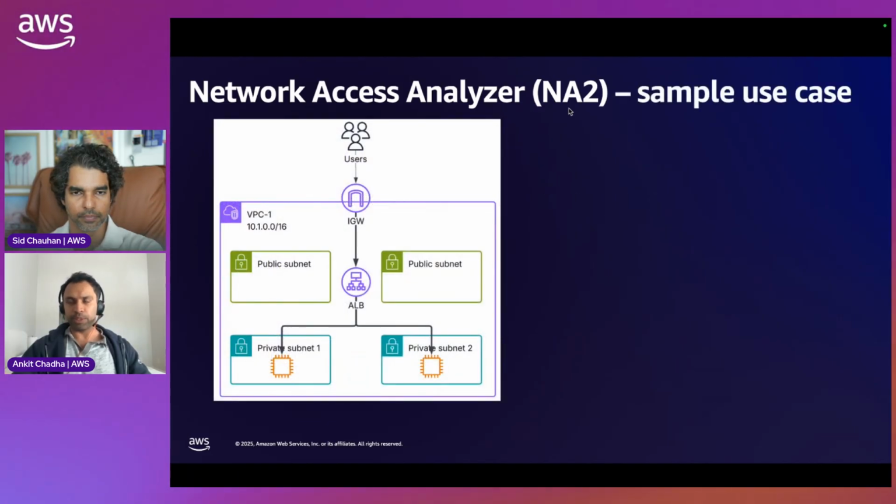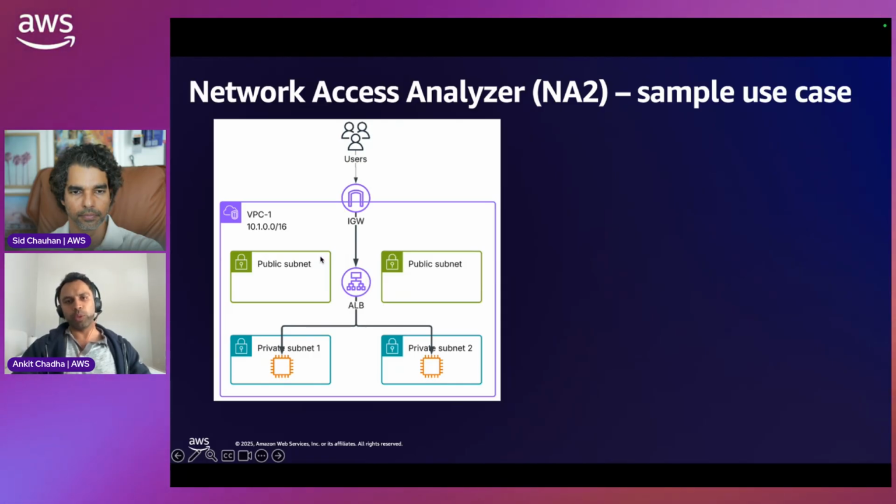Let's look at a sample use case. It's a pretty common example of a distributed ingress use case wherein you have a VPC. You have an internet gateway to accept traffic inside the VPC. And let's say you're hosting a public website that's running on these EC2 instances. And then you have a public application load balancer that acts as the entry point.